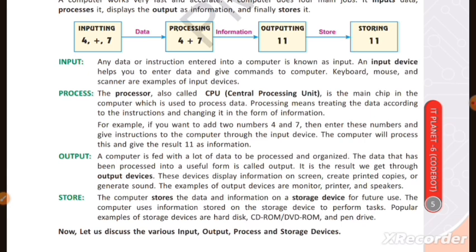If we give 4 and 7 as input and we want to get the sum of the numbers, then the computer will give the input to the processor and the processor will give us the desired output, which is 11.